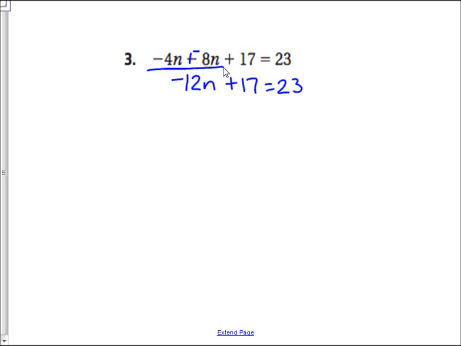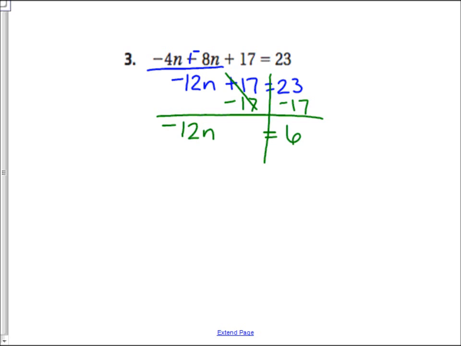In order to undo my addition, I'm going to subtract. And these cancel out. Negative 12n equals, and 23 minus 17 would be 6. And in order to get that n all by itself, I need to use some division to undo the multiplication. We're going to divide by negative 12. Negative 12 divided by negative 12 would be 1n.